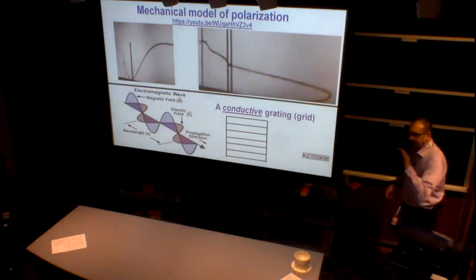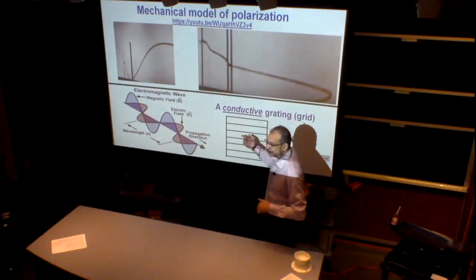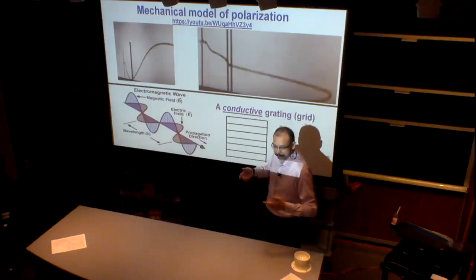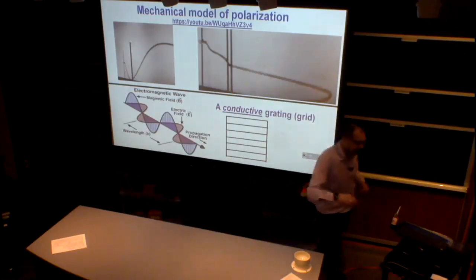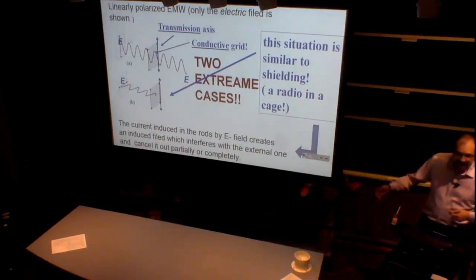And again, when an electromagnetic wave travels and encounters conductors, it starts acting on those electrons in conductors. And electrons start generating their own field. And what might happen? Well, if the electric field is parallel to conductive lines, grid, it generates a strong electric current, and that electric current generates a strong electric field, which actually cancels out the original one. It's like shielding. We had an experiment with a radio in a cage, same phenomenon.